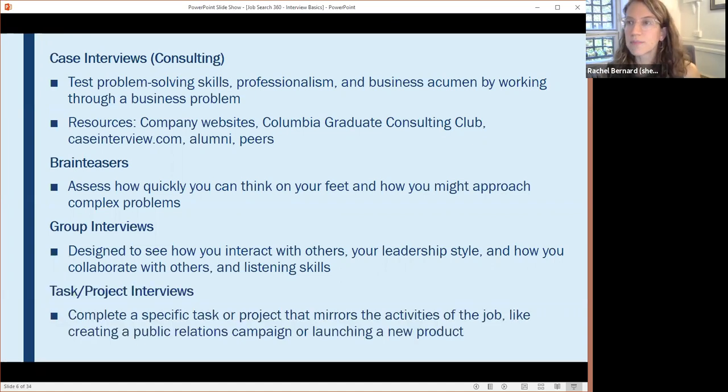And finally, task or project interviews. This is what I mentioned, like doing a presentation, or sometimes you're even given homework between different interview rounds. They might give you an assignment to do, such as create a public relations campaign or design a product launch, and you'll have to submit something in writing. And then for the last round interview, you'll have to talk through it or present it. So that can be another common part of a job interview.